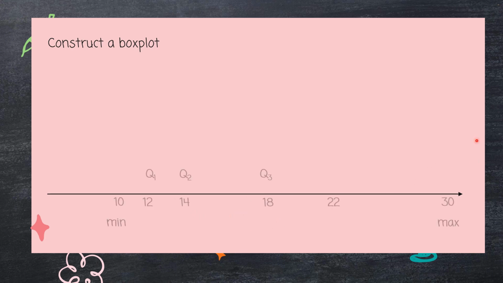Then construct a box plot. So first draw a horizontal axis with a suitable scale and locate the 5-number summary. So here is the 5-number summary, which are minimum data, first quartile, second quartile or median, third quartile, and the maximum data. Then connect the quartiles to each other to make a box, and then connect the box to minimum and maximum data with a line.